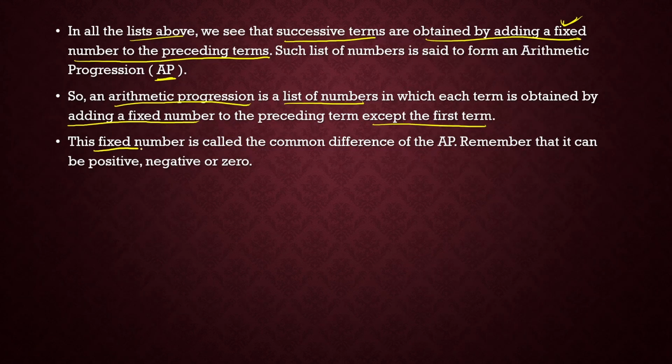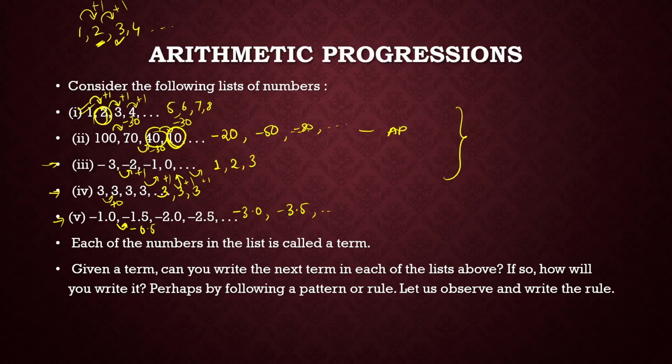Now, the fixed number that we add is given a special name, that is common difference. We call it the common difference. So here in this example, I am adding the number 1. So what can I conclude from this? This number 1 is the common difference. In the fifth example, I am adding 0.05, so 0.05 is the common difference. In the fourth one, I am adding 0 to 0, so 0 is my fixed number. So that is the common difference.